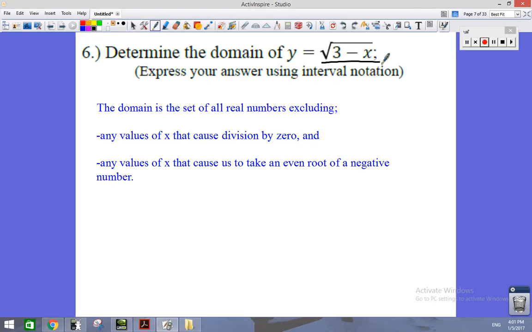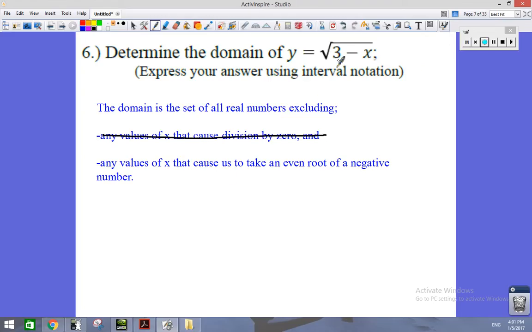Well, that could happen if you have a variable in a denominator, but we don't have a variable in a denominator. So I do not have to worry about division by zero for this function. But I do have a variable underneath the square root, and I have to avoid taking the square root of negative numbers. I can take the square root of zero, and I can take the square root of positive numbers. I cannot, within the set of real numbers, take the square root of a negative number.